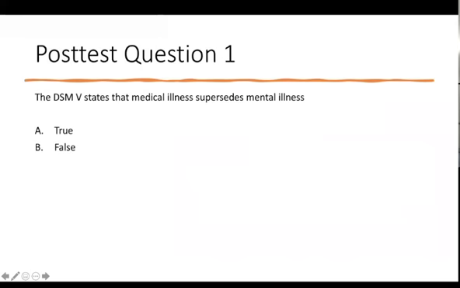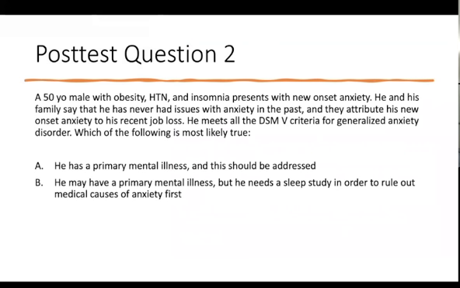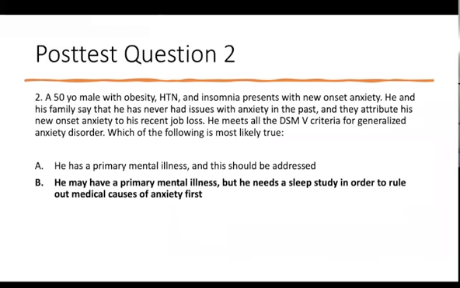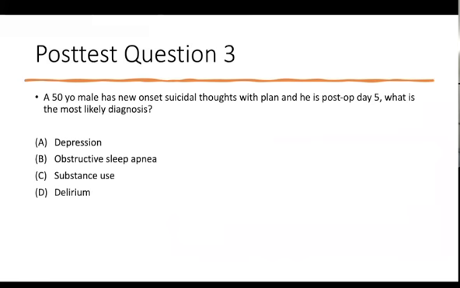So let's do the post-test questions. Hopefully these are now really easy, especially since we've already gone over the answers, and because hopefully we paid attention. The DSM-5 states that the medical illness supersedes mental illness. This is true. A 50-year-old male with obesity, hypertension, insomnia presents with new onset anxiety. He may have a primary mental illness, right? Because he has obesity, hypertension, that's 3 on the STOP-Bang. I know that now. That's intermediate risk.